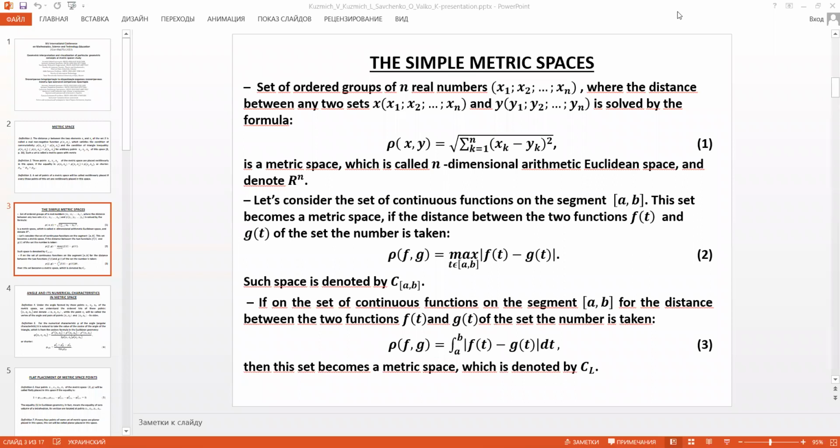In the following, we will consider several classical spaces. The metrization is based on simple concepts which are easy to illustrate even on the material of the school course of mathematics. Formula 1. This space is Rn. Formula 2. This space is CAB. Formula 3. The space is CL.